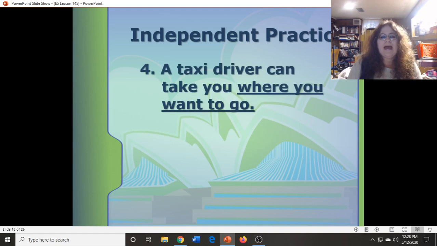Number 4, a taxi driver can take you where you want to go. Find the subordinating conjunction. Refer to your list as needed. Where? Look at the group of words: where you want to go. And it starts with a subordinating conjunction. It cannot stand by itself, so it is a dependent clause.